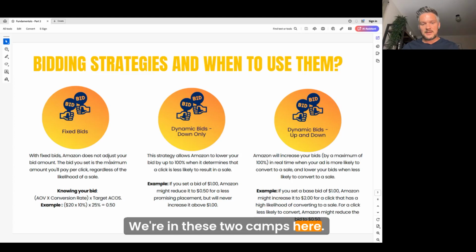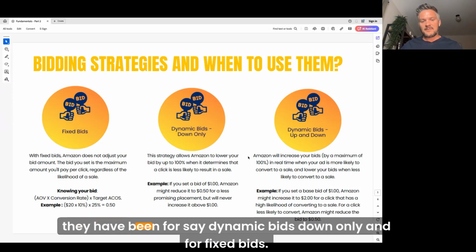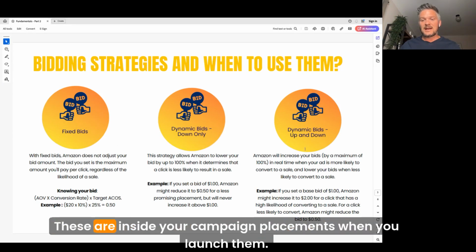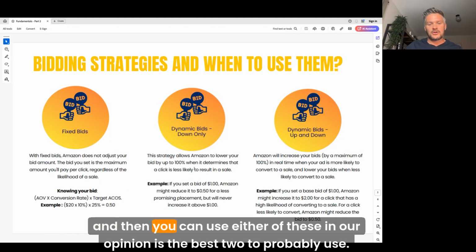We're in these two camps here, and that goes basically with testing. We have tested dynamic up and down, and the results have been less impressive than they have been for dynamic bids down only and for fixed bids. So those are the three different bidding strategies. These are inside your campaign placements. When you launch them, you have to decide on one of these. So this is how you would calculate your bid, and then you can use either of these. In our opinion, they are the best two to probably use.